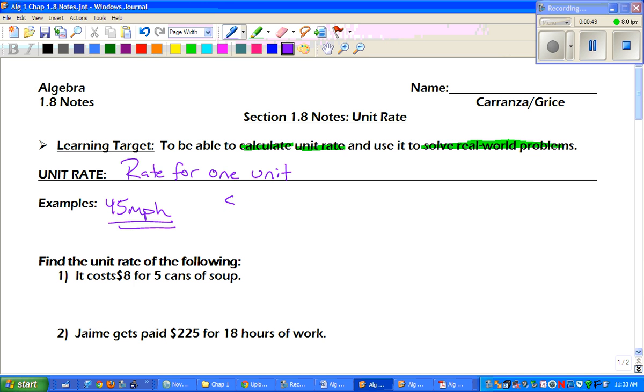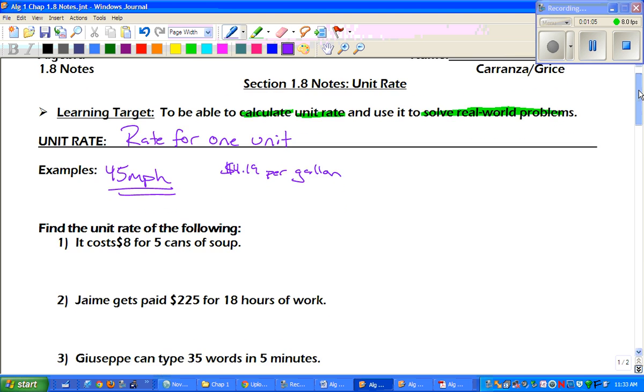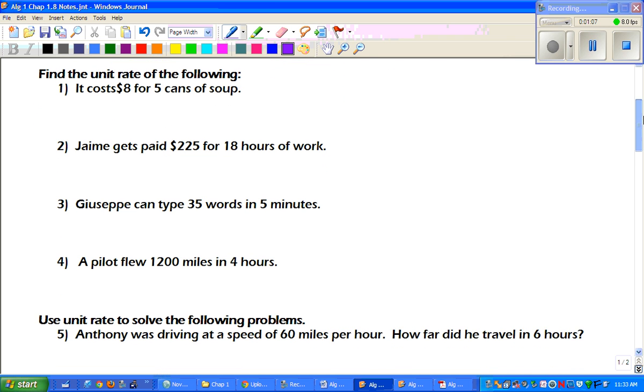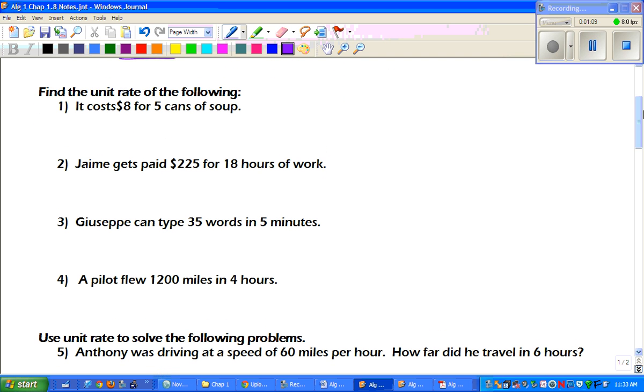Right now, the price of gasoline is $4.19 per gallon. It's very expensive, okay? But all we need to do is figure out what the price for one of those units is. So let's go through some examples right here. It says find the unit rate of the following.